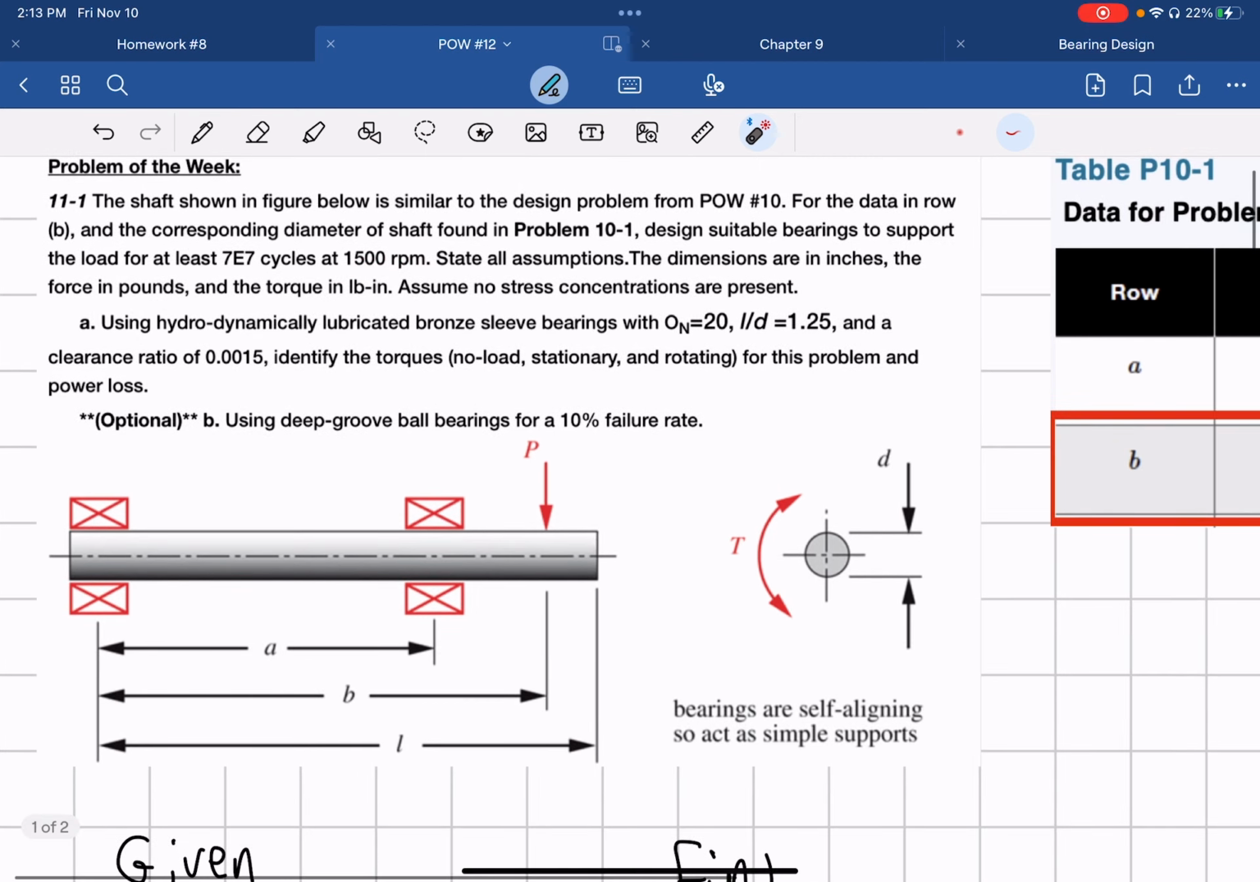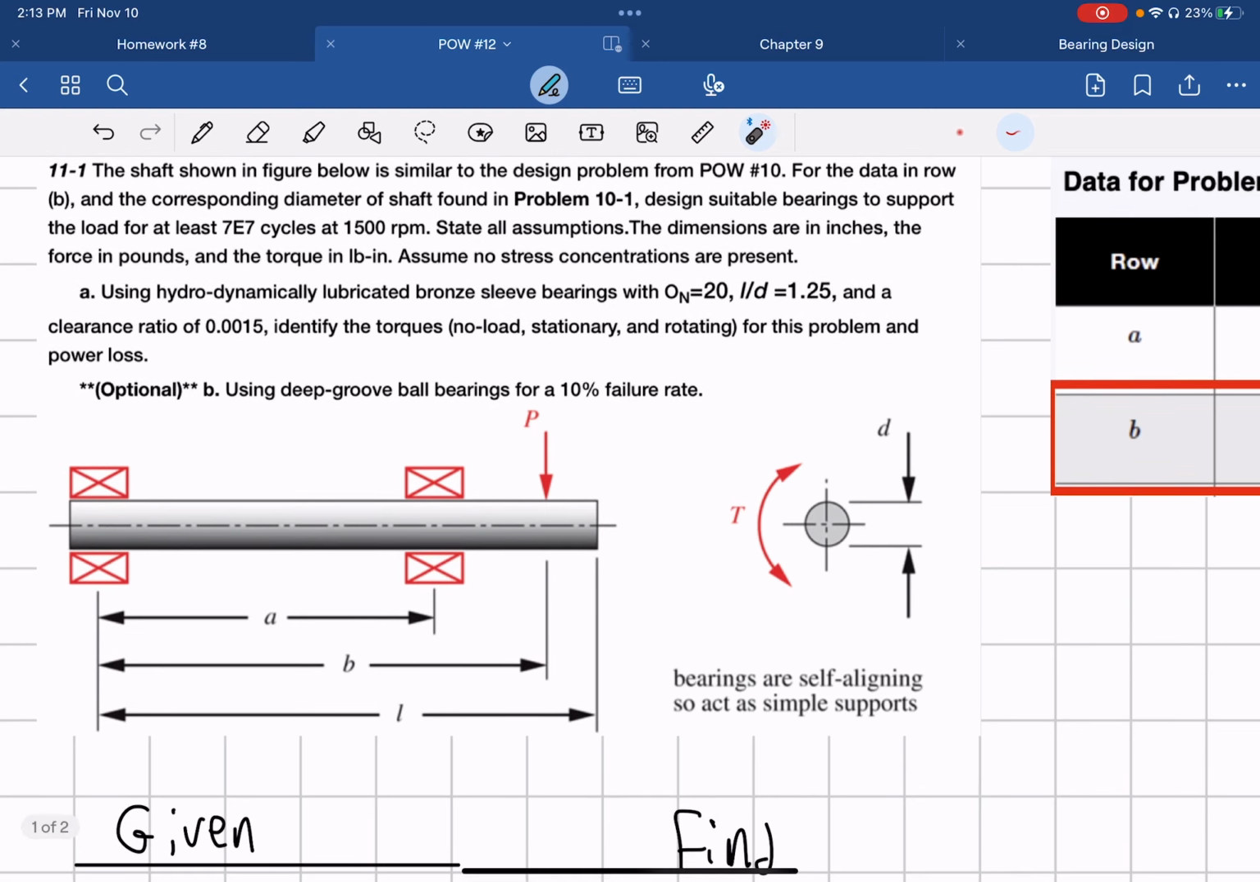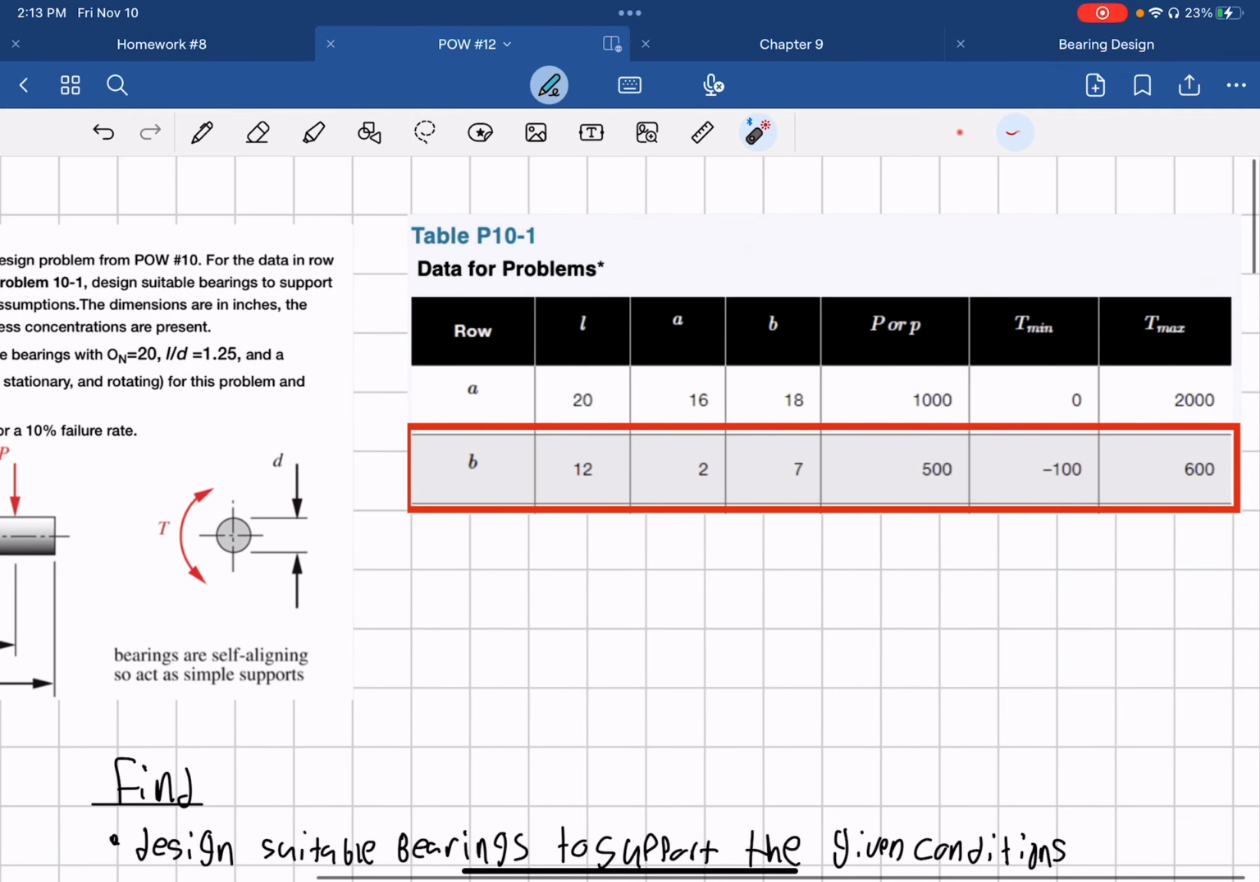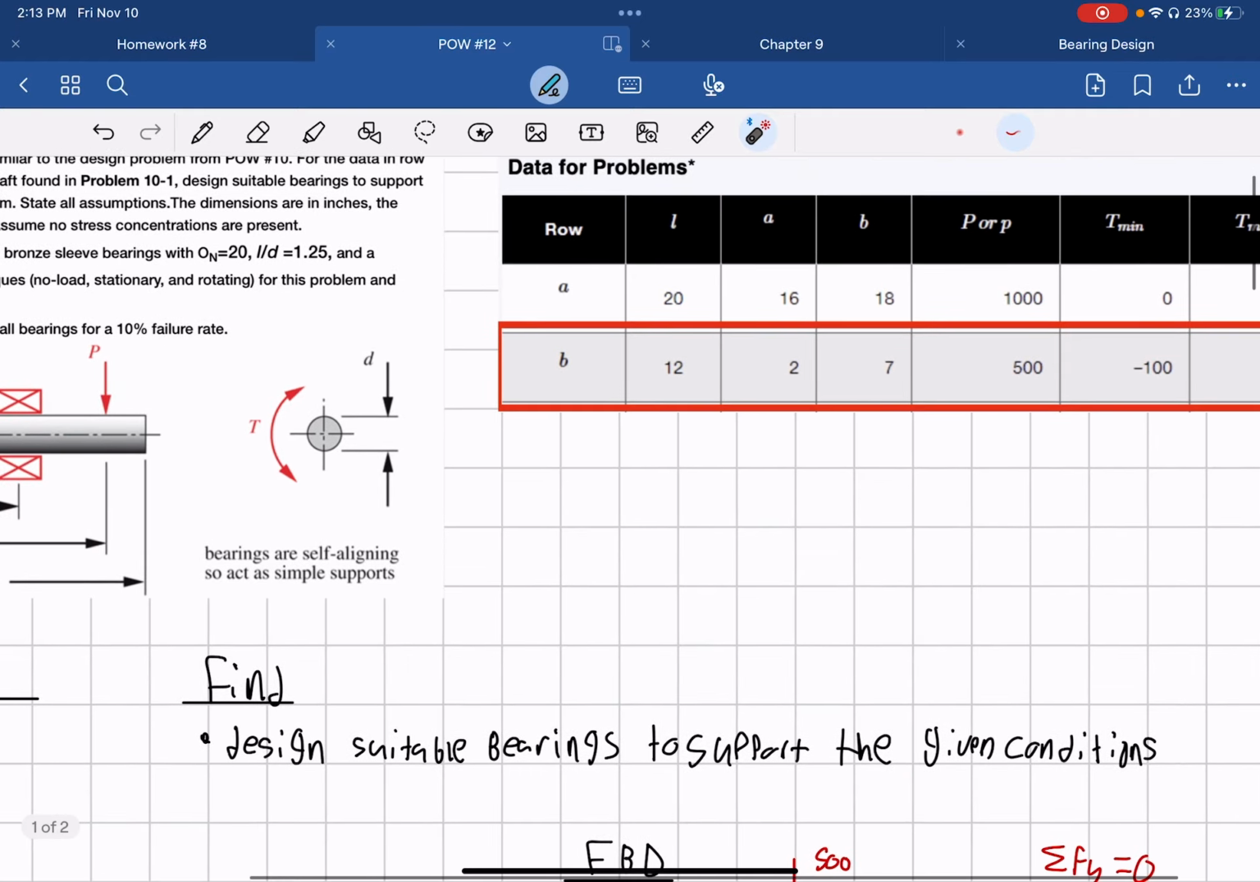The dimensions are all in imperial units, and they want us to use a hydrodynamically lubricated bronze sleeve bearing with an ON value equal to 20, a length over diameter equal to 1.25, and a clearance ratio of 0.0015. They want us to find all three torques, being no load, stationary, and rotating, and they also want us to find the power loss from each bearing. The values are given in this table for both the distances and force initially applied.